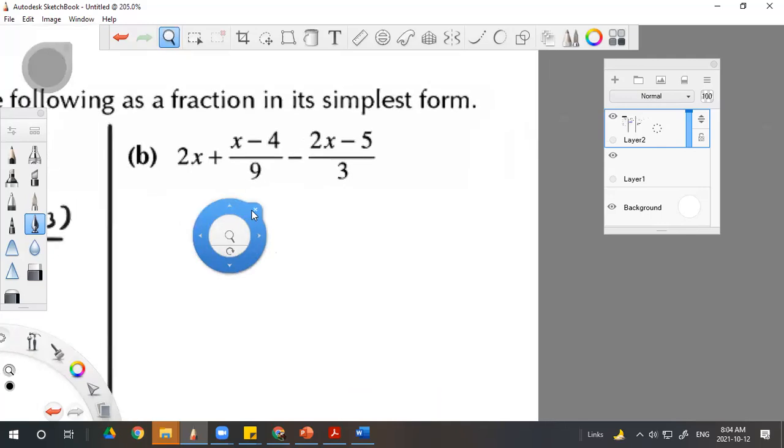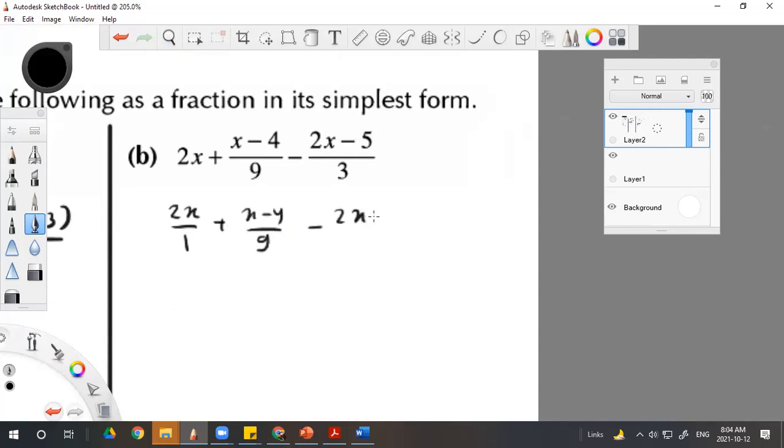Oh, we don't have the fraction here. Okay, so I can just simply put like this. Boleh nggak? Boleh banget ya. Plus x minus 4 over 9 minus 2x minus 5 over 3. Again, what is the lowest common multiple? 9. Ya udah, ini times 9. No need, times 1. Okay, so times 3.